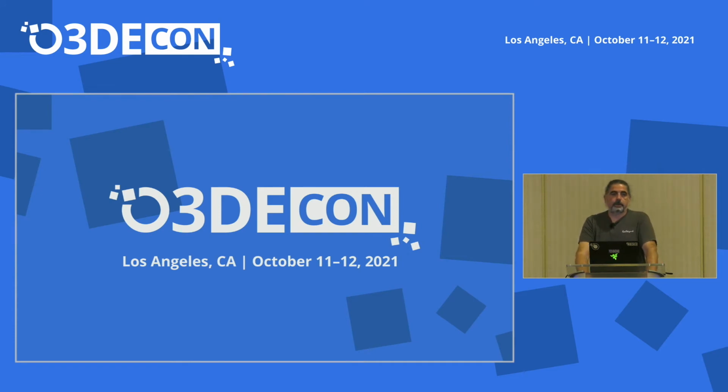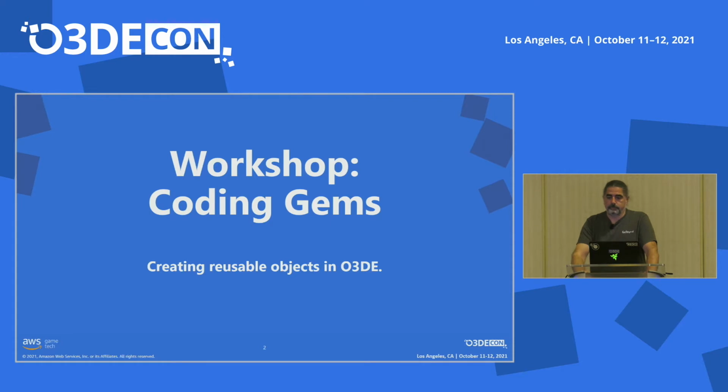Today's workshop, I'm going to be talking about coding gems. Now, I guess the first thing I should answer is, what is a gem? Well, a gem in O3D is a bundle of script assets, anything that would go into a project. This could be abstracted out into a gem, and this gem is then a piece of a project that can be used in many different projects.